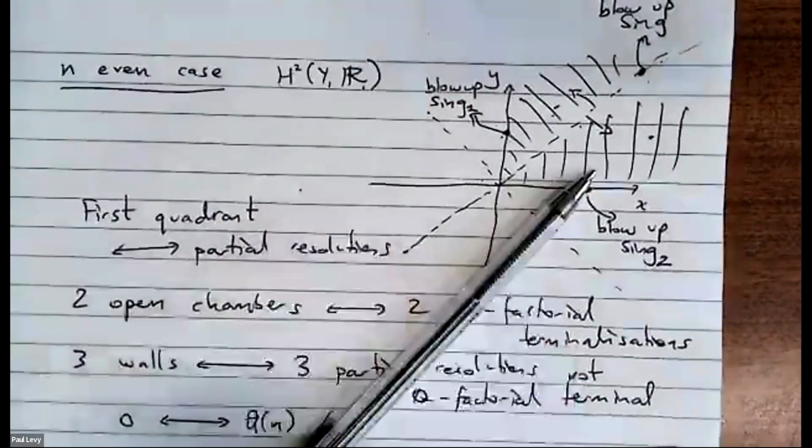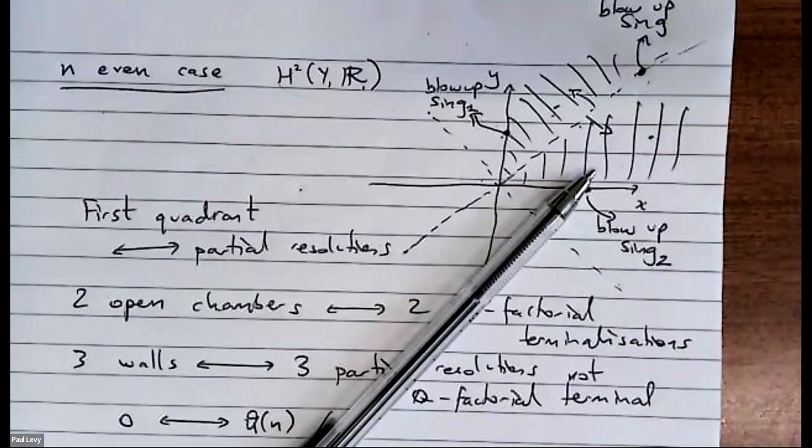So that took 8 minutes rather than 5, but I thought that was a nice demonstration of the combinatorics of the Mori cone and how this gives you a complete sort of classification of these resolutions. Okay, thank you.